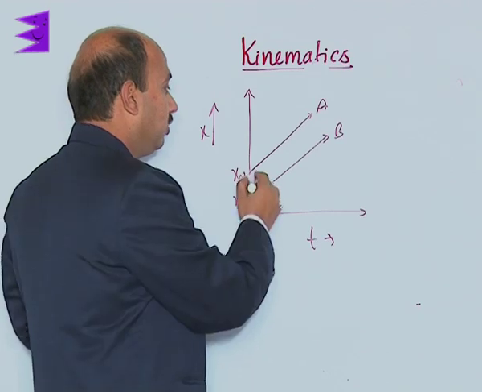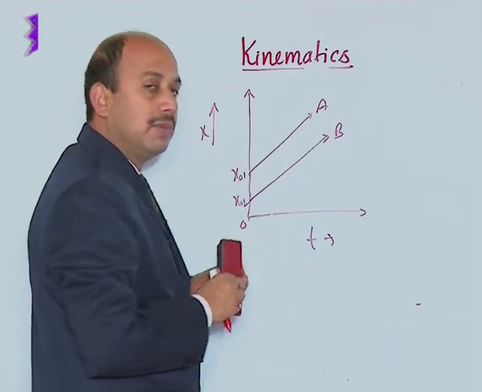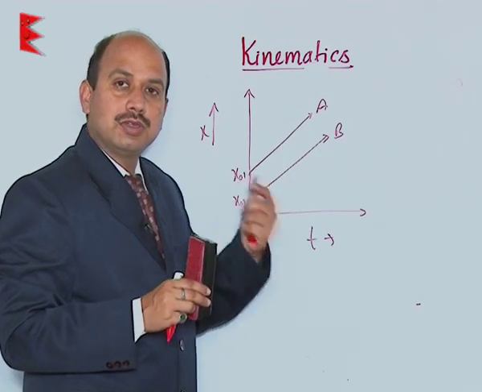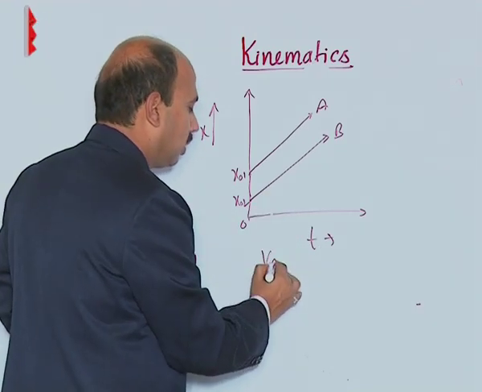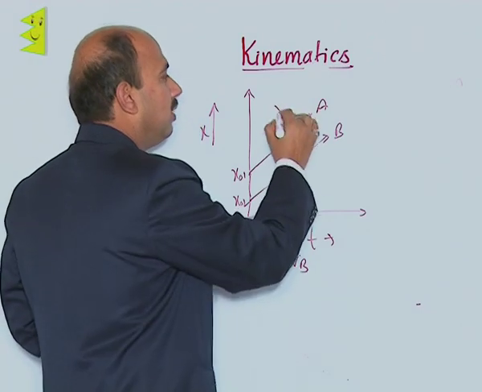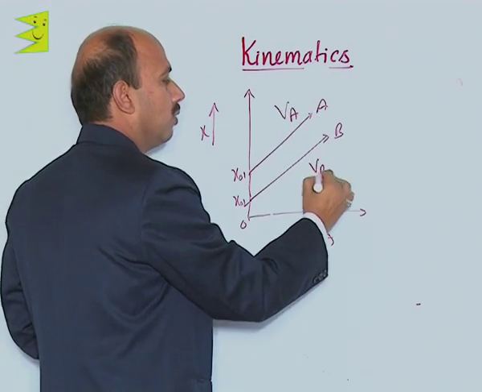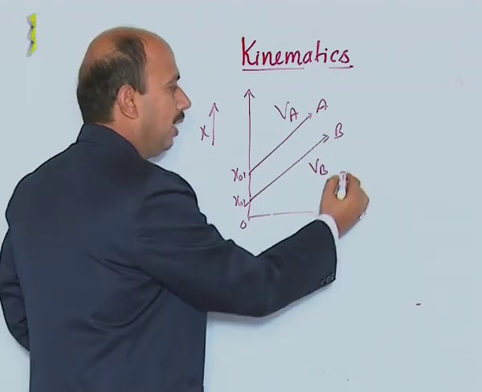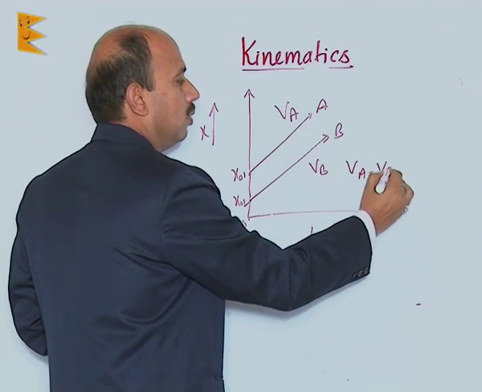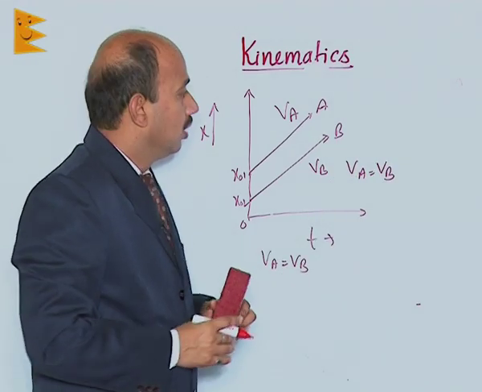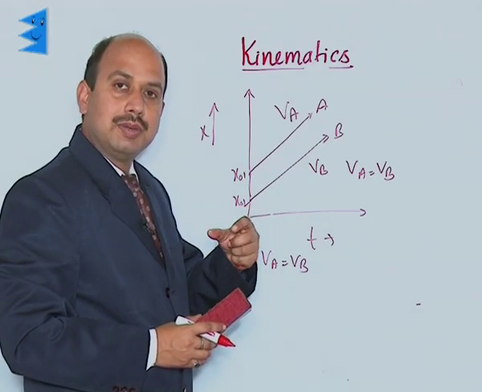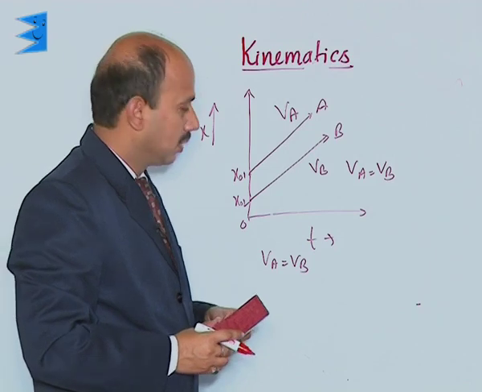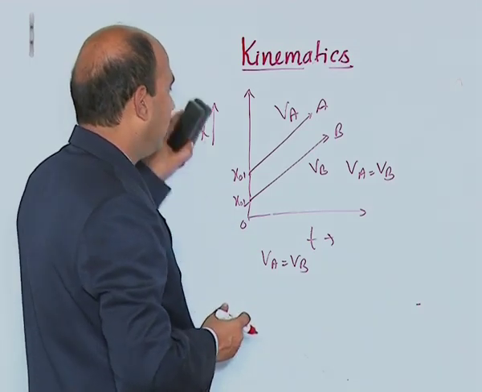Now, these two graphs are parallel, it means between these two bodies the relative position or relative displacement does not change. That means obviously V A is equal to V B. So, this has velocity V A, this has velocity V B. So, you can write here V A is equal to V B. It means both the bodies are moving with the same speed and the relative position between them remains constant with time. Now, go for another example here.